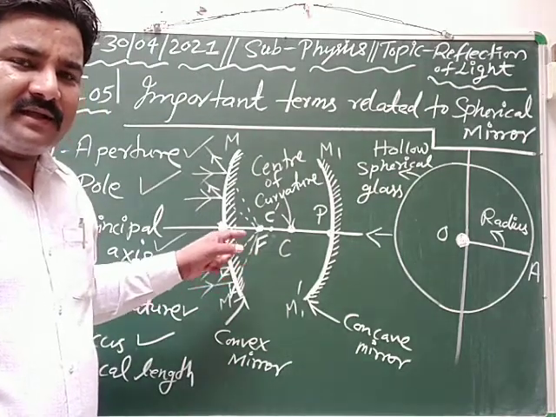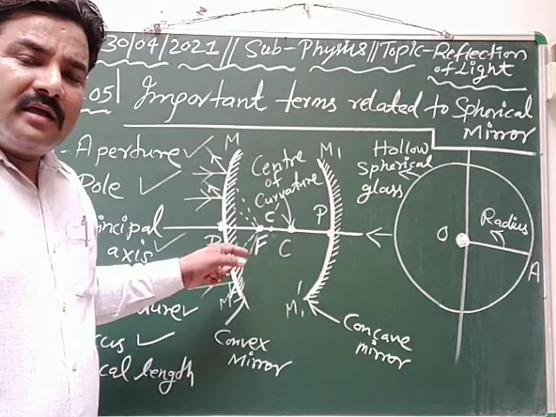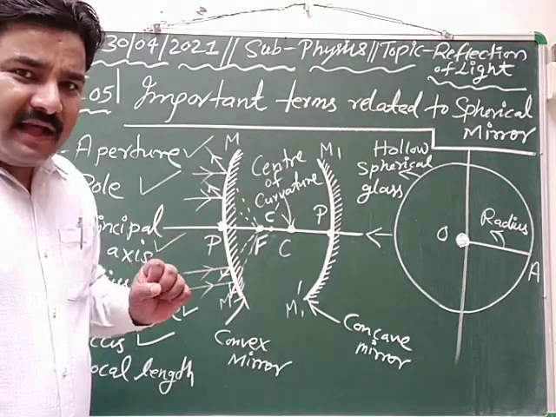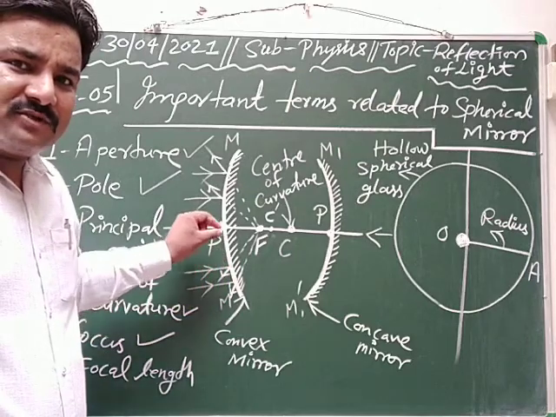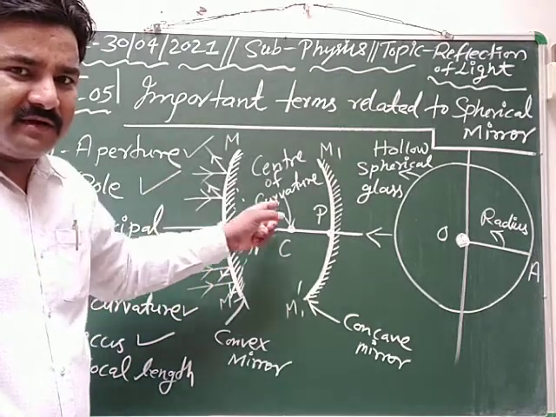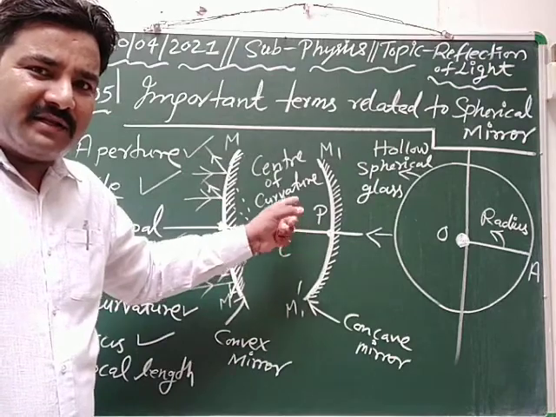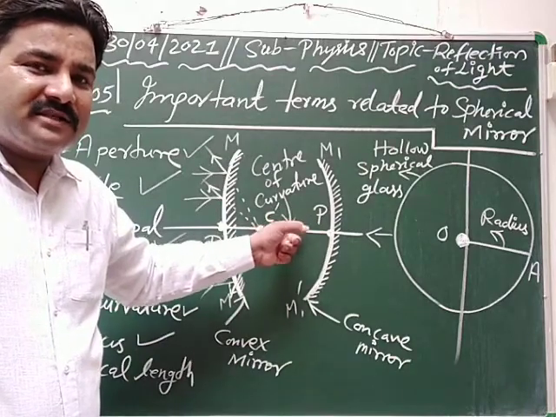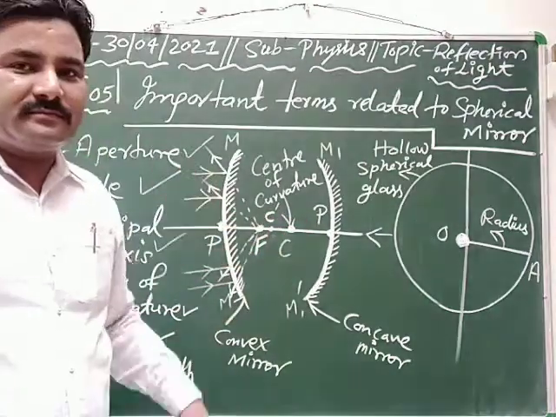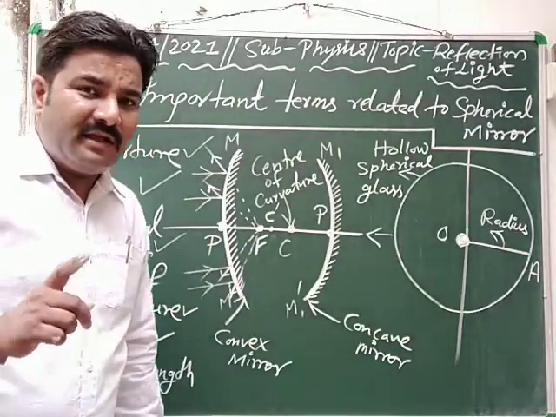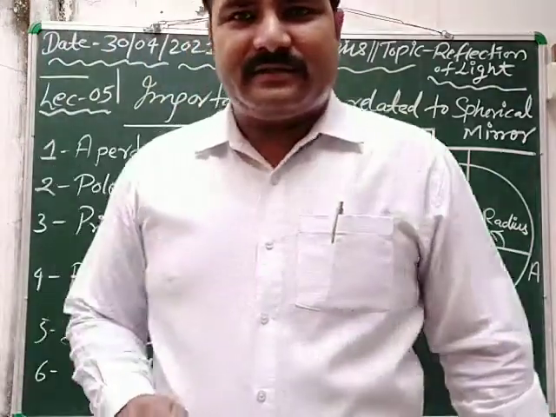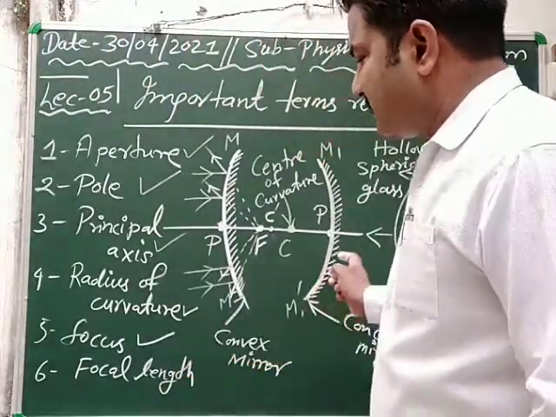In the case of a convex mirror, all the rays parallel to the principal axis appear, after reflection, to come from that point, but in the case of a concave mirror, after reflection they actually pass through that particular point. That's why the focus is real in the case of concave and virtual in the case of convex. Clear?